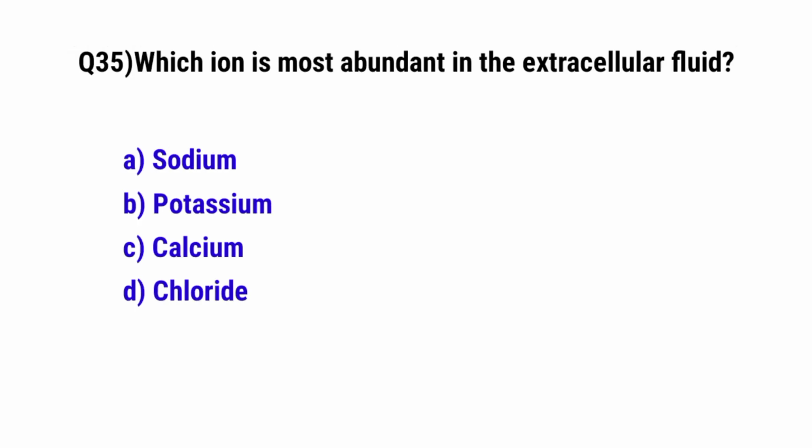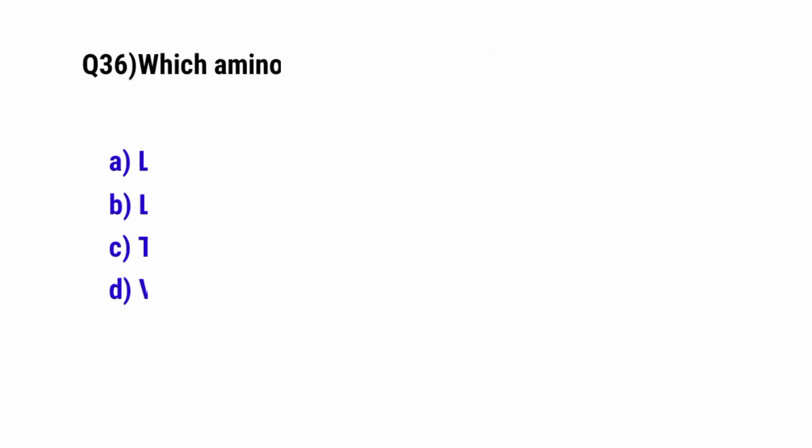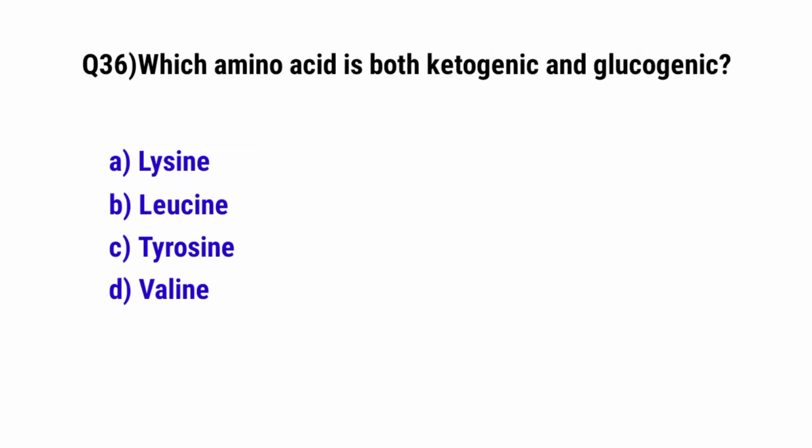Question number 35. Which ion is most abundant in the extracellular fluid? The correct option is A. Sodium. Question number 36. Which amino acid is both ketogenic and glucogenic? The correct option is C. Tyrosine.